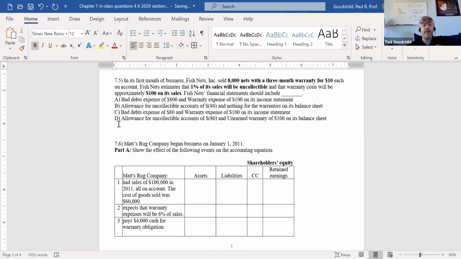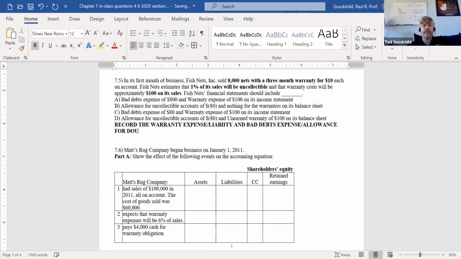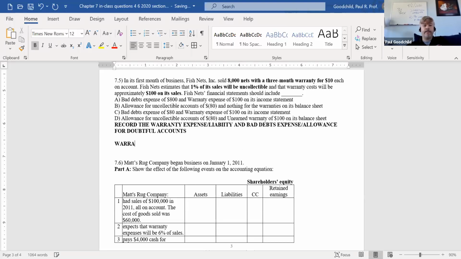Okay. So we have to calculate the warranty. Here we have to record warranty expense, liability, and bad debts expense / allowance for doubtful accounts. So warranty expense and the liability is equal to $100 because that's given.